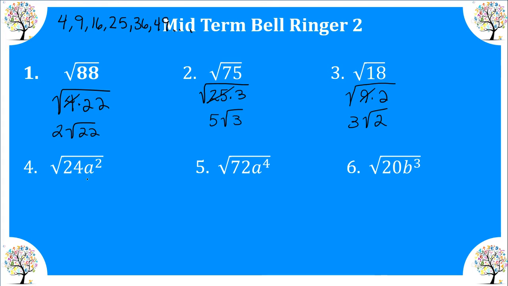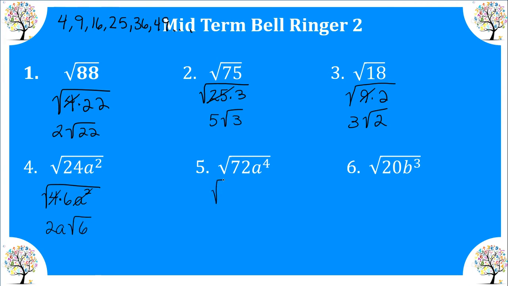Now let's take a look when we have some variables. We're going to break down the coefficient just like we did in 1, 2, and 3, and then we want to make our variables into powers of 2. So 24 is 4 times 6, and then a squared is showing a perfect square. I take the square root of 4, which is 2. I take the square root of a squared, which is a. Radical 6.